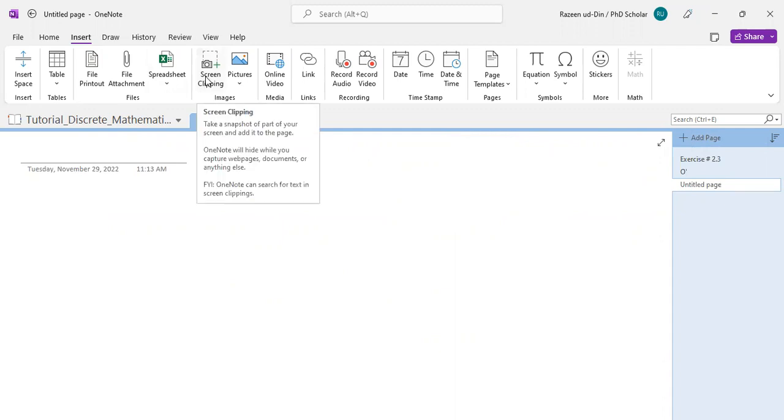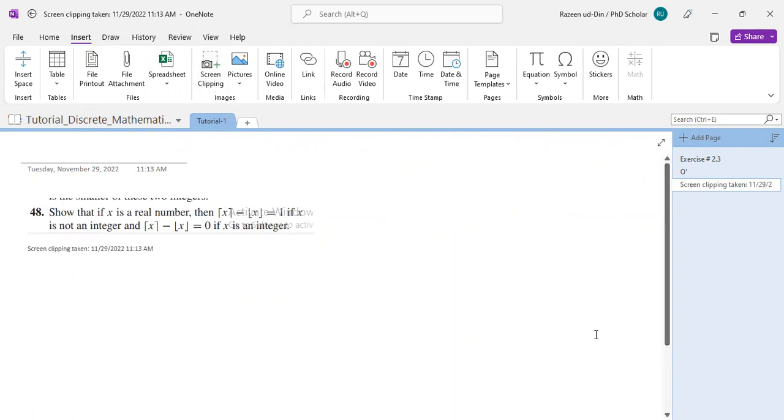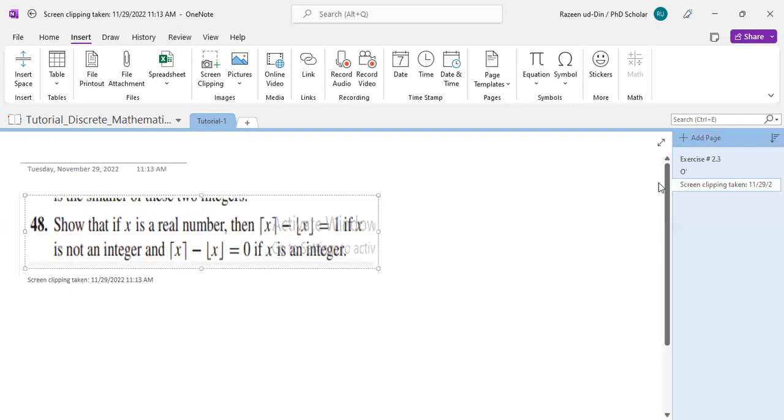Now go to the third question, which is question 48 in our exercise. And the question is, show that if x is a real number, then the subtraction of the ceiling of x minus the floor of x gives us 1 if x is not an integer, and the same left hand side gives us 0 if x is an integer.